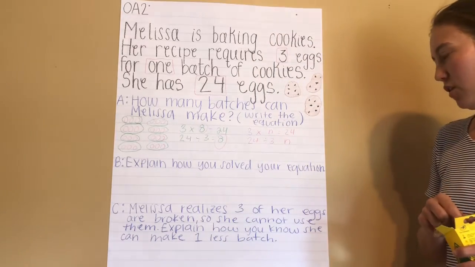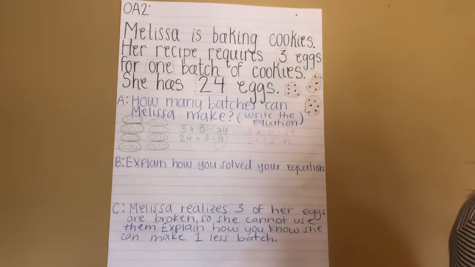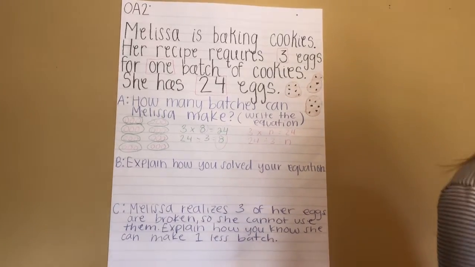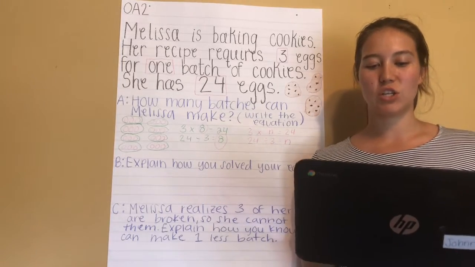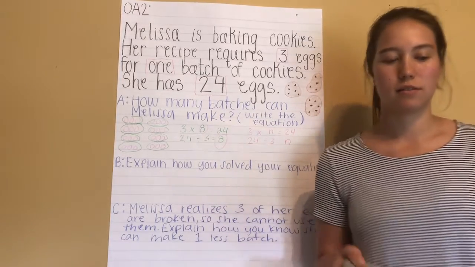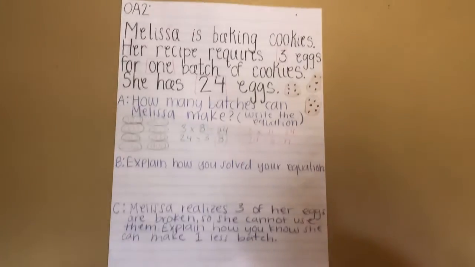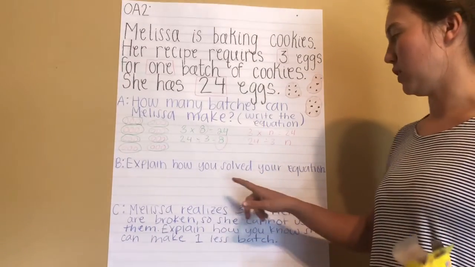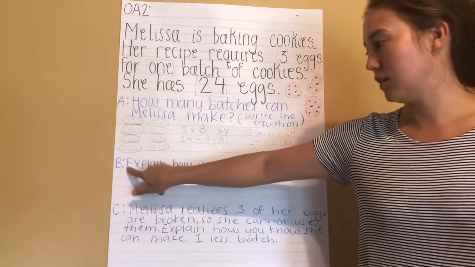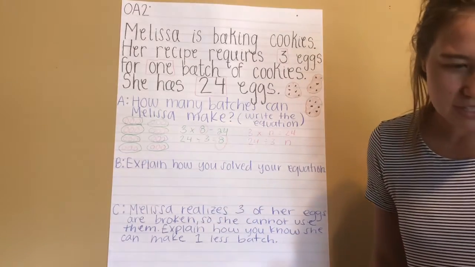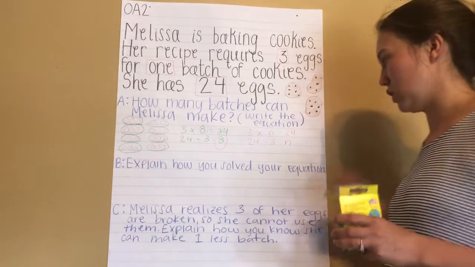All right, now moving on to part B. Part B says, solve your equation to find out how many batches of cookies Melissa can make. So I'm solving my equation. That was what I did here. So part C is my B. Part C says, explain how you solved your equation.